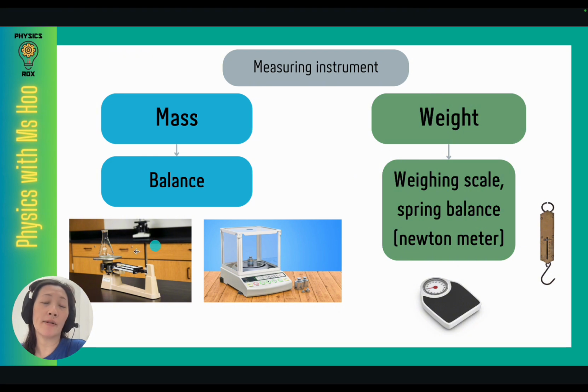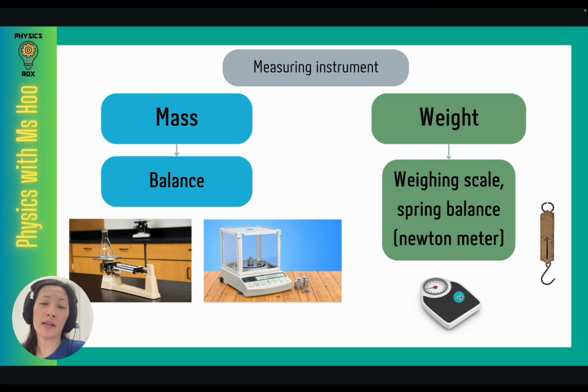So why these devices are known as a balance is because the measurement of mass actually uses a balancing system inside. You can't see it inside the electronic balance, but it's there. Now, to measure weight. Because weight depends on the gravitational pull, the instrument used just needs to pull the object down and we measure the effect of gravity on that object. So a weighing scale is used to measure weight.